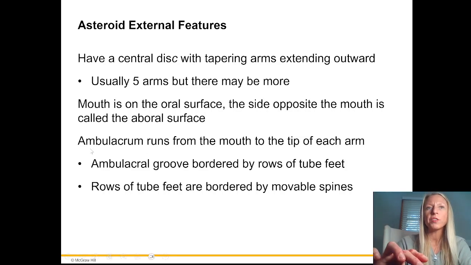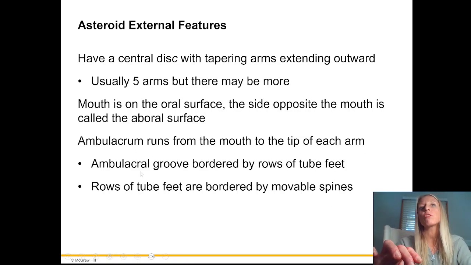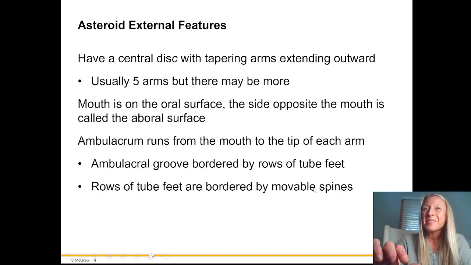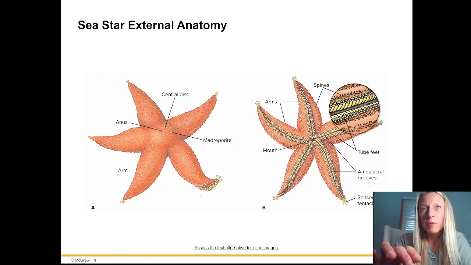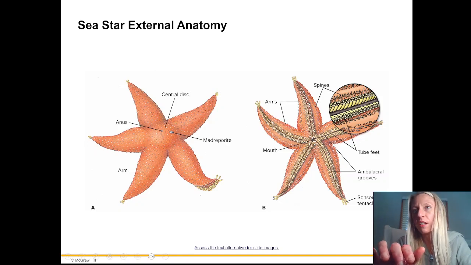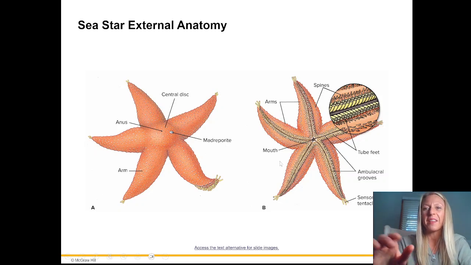They have what are called ambulacra that run from the mouth to the tip of each arm. We'll see that in a minute. The ambulacral groove is bordered by rows of tiny tube feet. Wait till you see these tube feet. They're so cute. And their tiny tube feet are bordered by movable spines. So here is a look at their central disc, anus, and the arm. If we look underneath at the ventral side of the organism, we see the mouth in the center. Then you zoom in on these tiny tube feet and the little spines behind them.